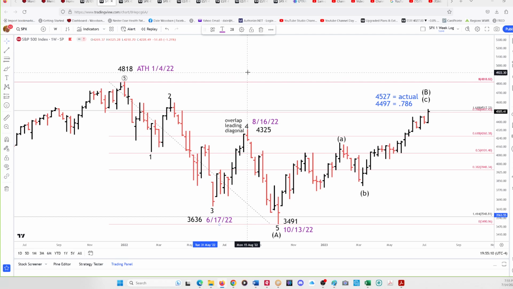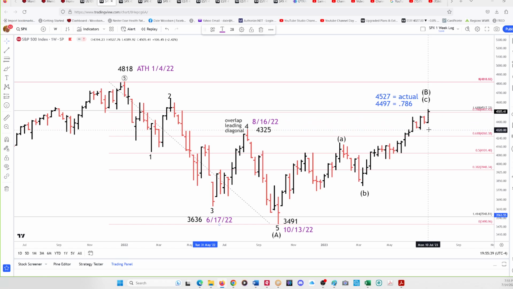We've got a weekly chart here. There's the all-time high, January of 2022. A 1 down, a 2 up, 3 down, a 4 up for a leading diagonal overlap. Wave 5 down, larger degree wave A in October. We got an A up, a B down, and a C up. The 786 Fibonacci retracement for this move is 45.27, and the 786 is 44.97.